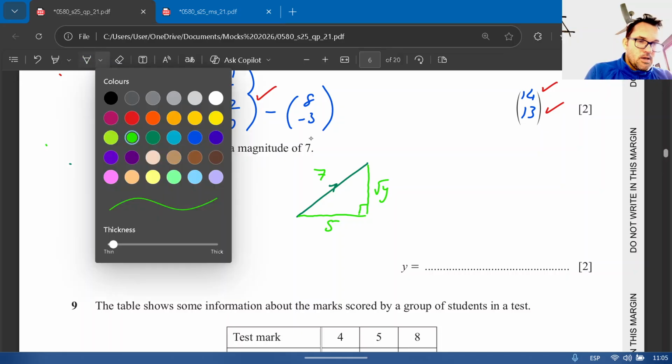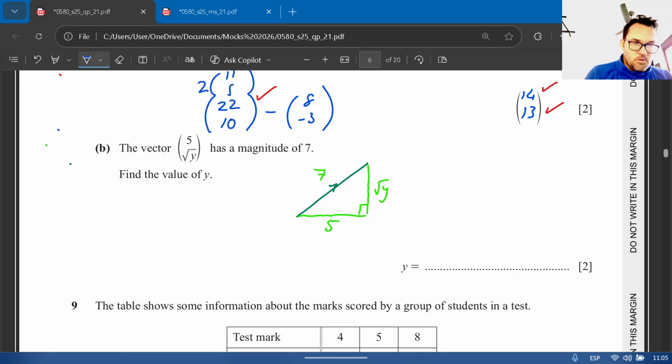In this case, Pythagoras would be 7 squared equals 5 squared plus square root y squared. The hypotenuse squared equals the other two squared combined. So we can work this out. 7 squared is 49. 5 squared is 25. And what happens if you square the square root?